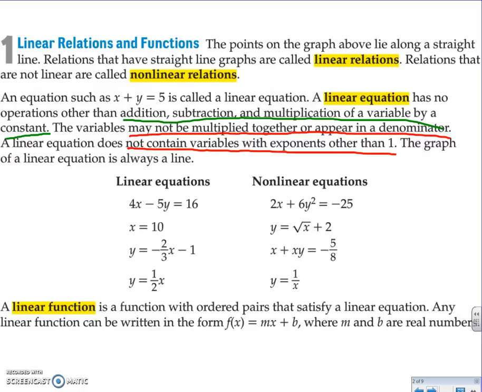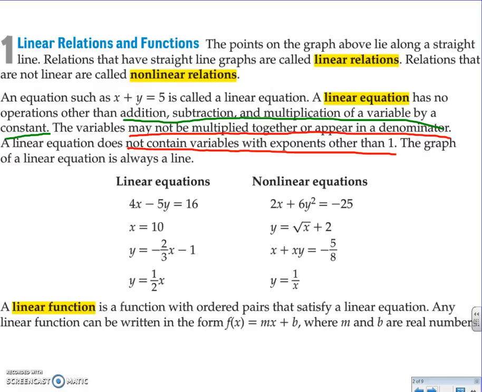So on the left side, linear equations: 4x minus 5y equals 16. That's good. X and y have the first power. They're not multiplied together. The second one, x equals 10, is a straight line. That's a vertical line. Y equals negative 2/3 x minus 1. X and y have the first power, not multiplied. That's good. And y equals 1/2 x. That's just a linear line.